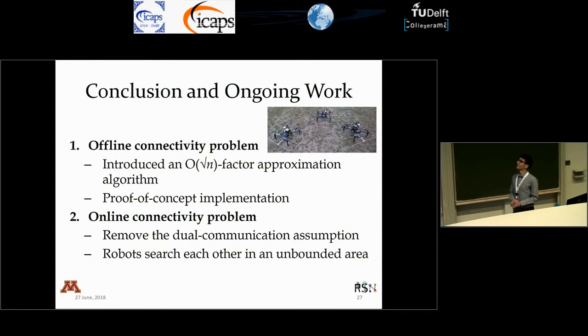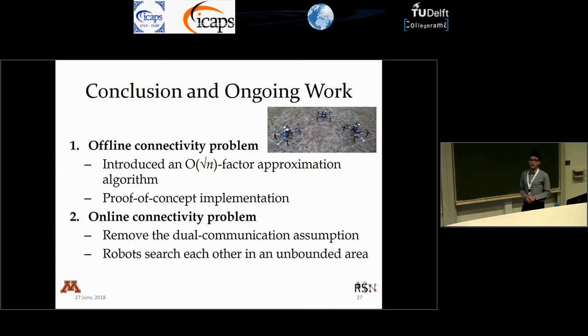So in conclusion, in this paper, we studied the offline connectivity formation problem, where the robots had 2 modes of communication. And then for this problem, we introduced a root n factor approximation algorithm for the case when the initial positions of the robots are chosen uniformly at random. And we also demonstrated our algorithms in field experiments.